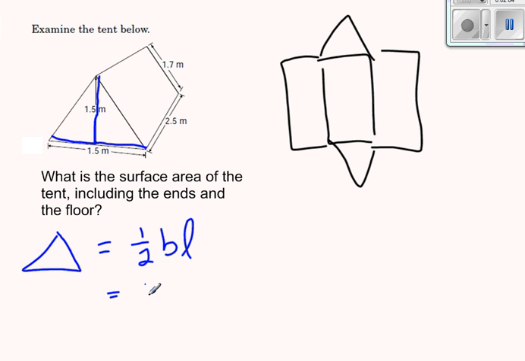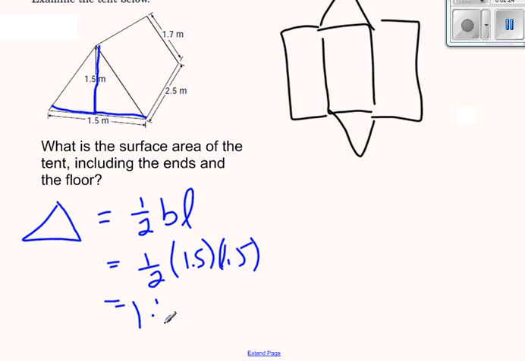So the area of one triangle is going to be 1/2 times 1.5 times 1.5. So typing that into my calculator, I get that each triangle is 1.125 meters squared. And we know that there's going to be 2 of them eventually.